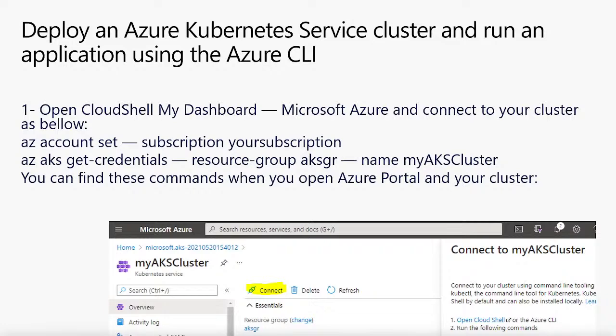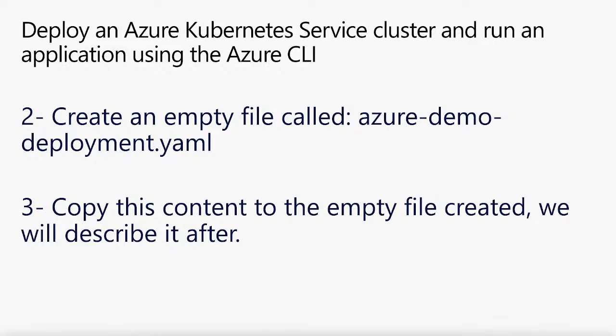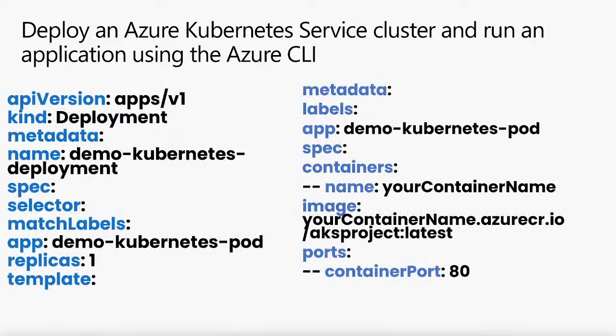The second part is to create an empty file called azure-demo-deployment.yaml, where we will define our deployment, and we will copy this content as an example, but it depends on your application. Here is an example of a YAML file to deploy my application. It's a web API, not a user interface, not MVC. It's simple. Here we have the code, we have our container, and after we will run the application and deploy it in the cluster.